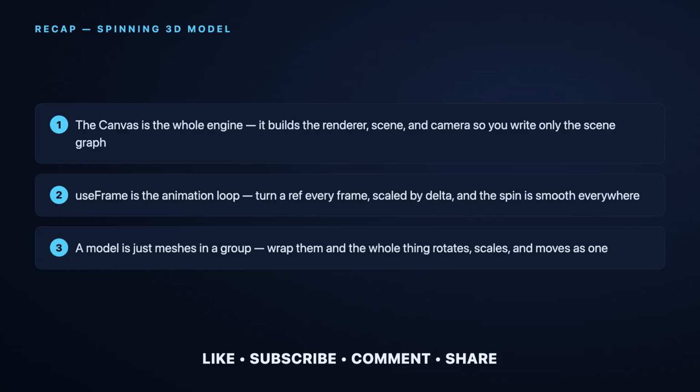Three things to take away. First, the Canvas component is the whole engine. It builds the renderer, scene, and camera, so you only describe the scene. Second, useFrame is your animation loop. Turn a ref a little each frame, scale it by delta, and the spin stays smooth on any monitor.